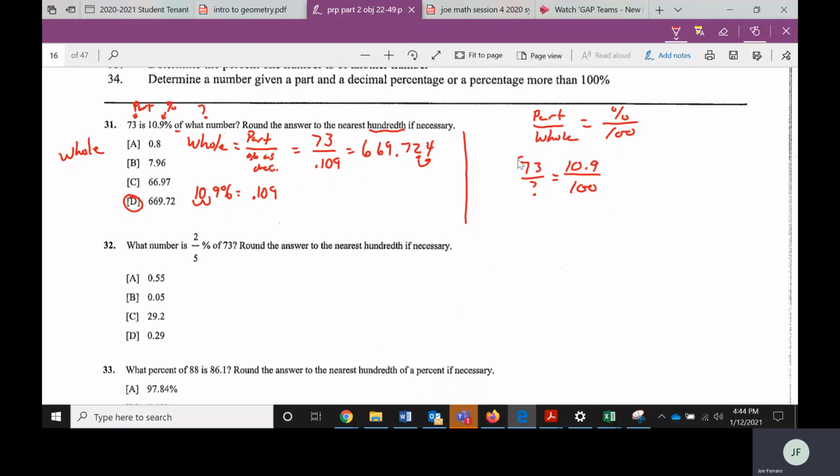And now we use cross multiply and divide. Take the diagonal with 2 numbers. So 73 times 100 all over the other number, which equals 7,300 divided by 10.9. That also equals 669.724. Okay. So there were both methods there.